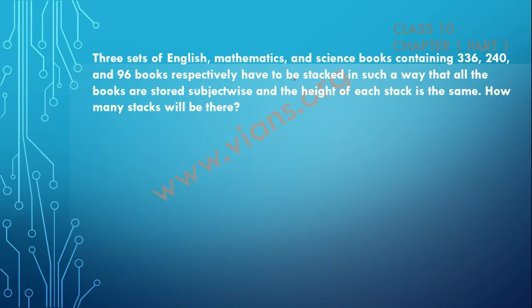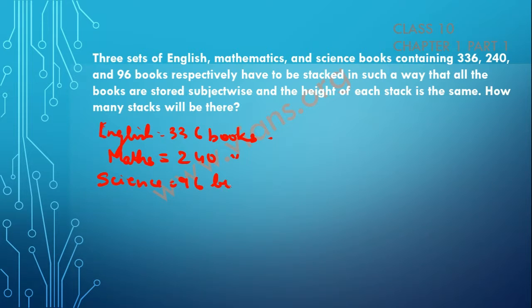So basically, what they're asking for in the question is that you have English books, which is nothing but 336. You have mathematics books, which is 240 in number, okay, and you have science books, which is 96 in number, and you've got to stack them in such a way that there are a few stacks for English, or whatever the stacks for English are, they contain only English. There are a few stacks for maths, and so these could be your math stacks, these could be your English stacks, and these could be your science stacks.